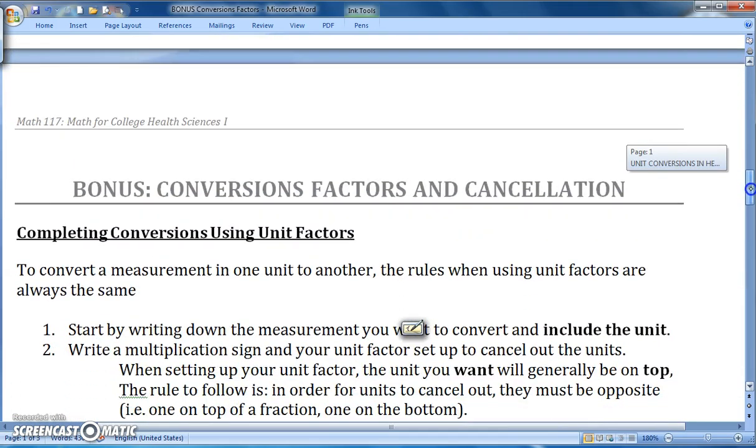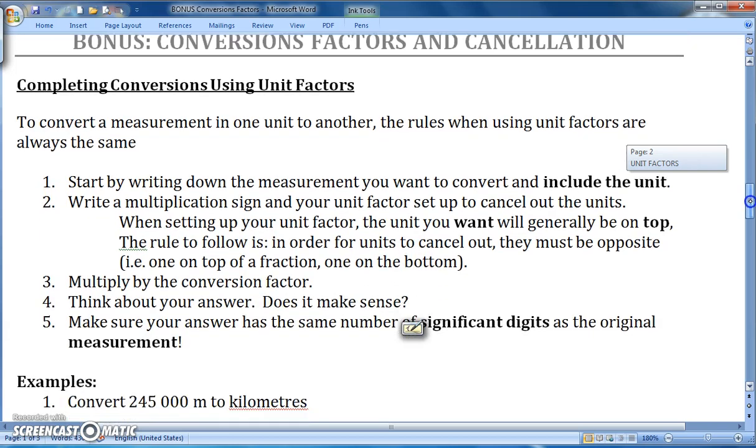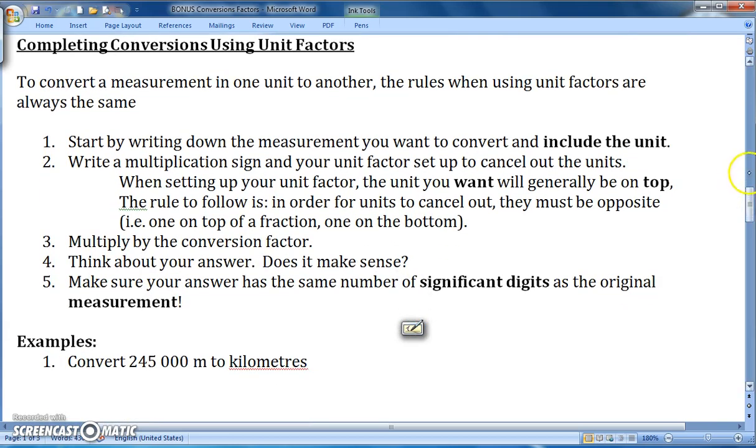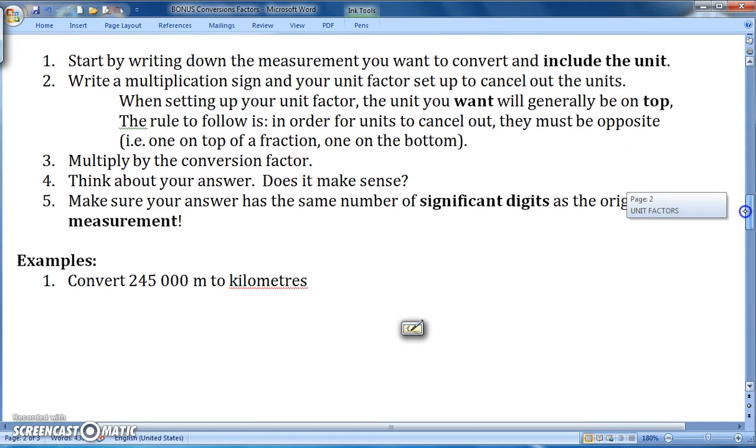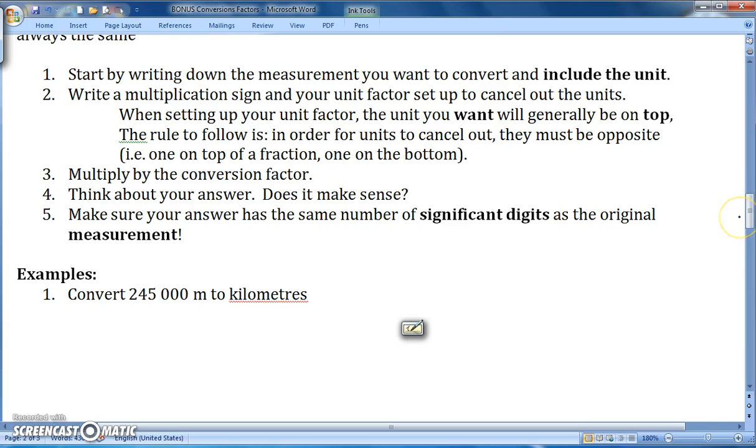In all of these examples, the numerator quantity is equal to the denominator quantity, but expressed in different units. To do a conversion using unit factors, we always begin by writing down the measurement we're starting from, including the units. Next to this, we'll write our unit factor set up to cancel out units. In order for units to cancel, they must be in opposite positions in the fraction. Generally, the unit we're converting into will be on the top.